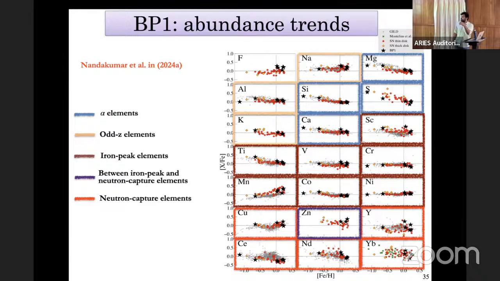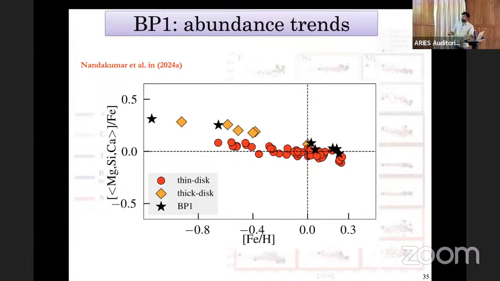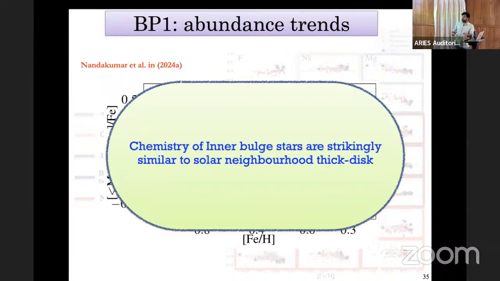And in the case of cerium or the S-process elements, you can see they are again following the thick disk trend. This is again shown by the mean value of magnesium, silicon, and calcium for the solar neighborhood stars as well as the BP1 stars. You can clearly see here that the BP1 stars follow the upper envelope, or the thick disk trend, of the solar neighborhood. This means that the chemistry of the inner bulge stars is not very different from the solar neighborhood thick disk stars. We need more stars in order to confirm this, but this is a very good indication from a differential spectroscopic analysis that the chemistry of the inner bulge stars is strikingly similar to the solar neighborhood thick disk.